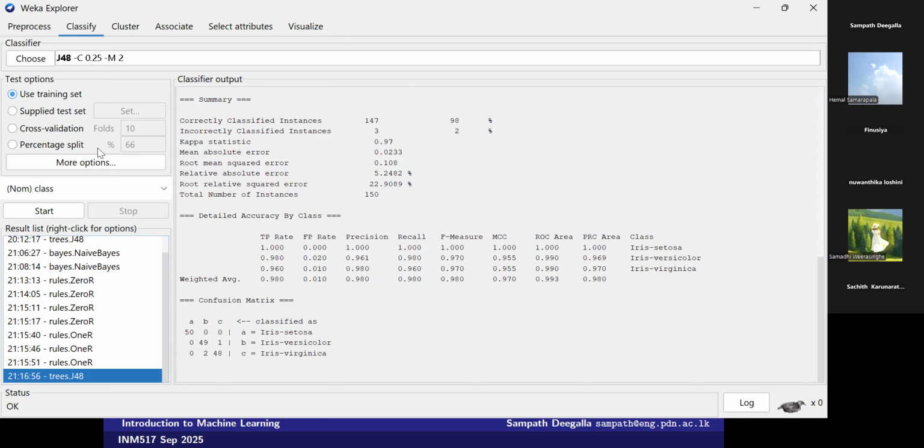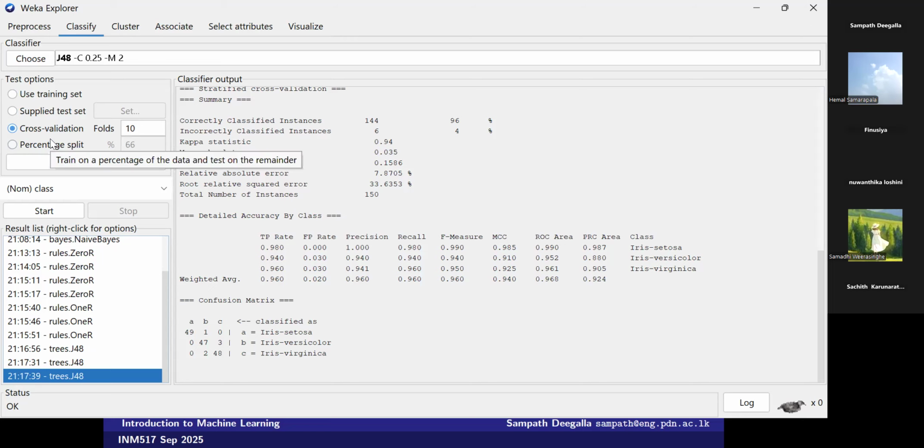Let me show you this with percentage split. It's about 96. Let's do the cross-validation. Slightly low, but you can notice that it constantly gives you very high accuracy. So this is the observation you should make. If the classification is really good, you should get a decent accuracy with cross-validation.